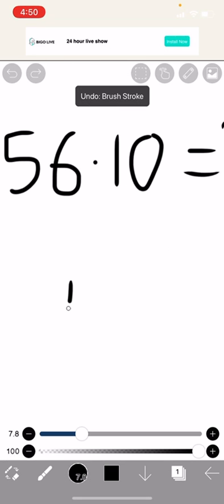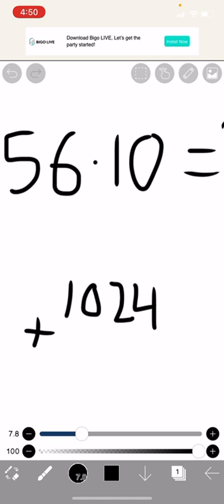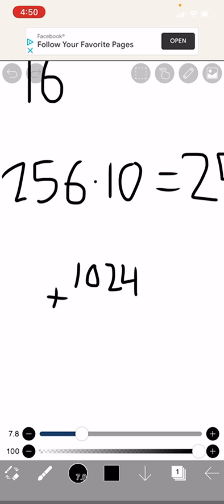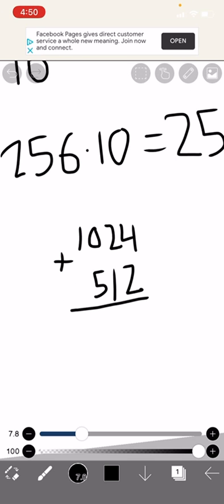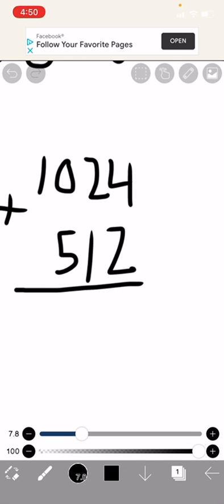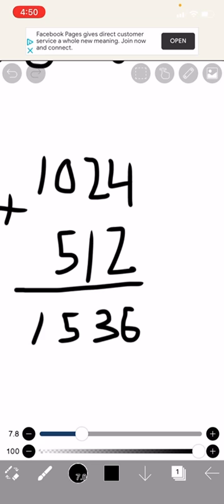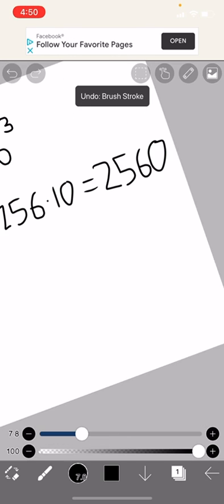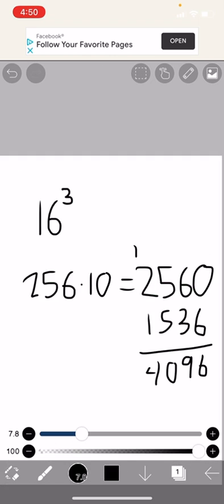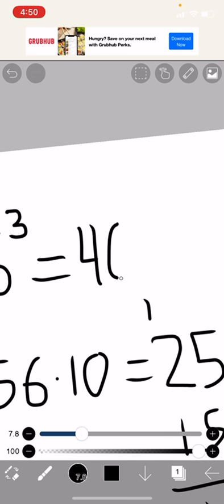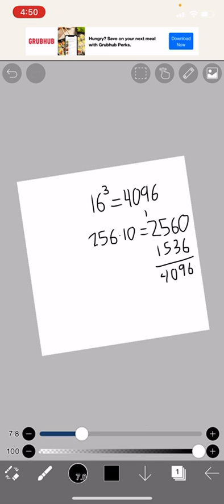So let's do 1,024 plus 512. Well, 256 times 4. Okay, this is 6, 3, 5, 1. We get 1,536. So now we add 1,536. 0 plus 6 is 6. 6 plus 3 is 9. 5 plus 5 is 10. Carry the 1. 3 plus 1 is 4. And we get 4,096. So, that's lit, my guy.